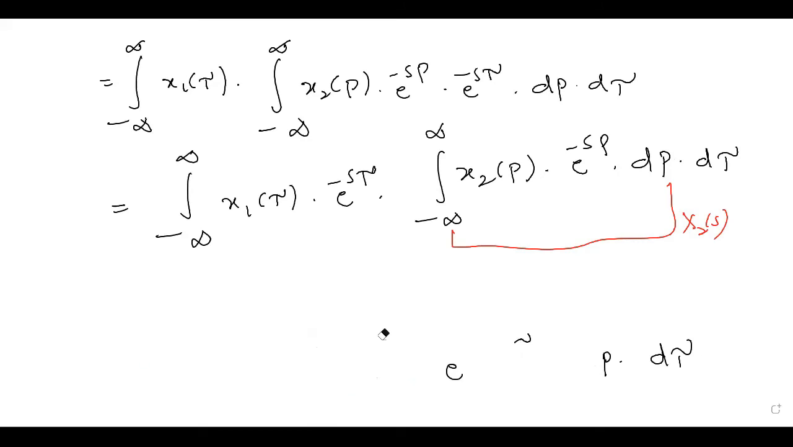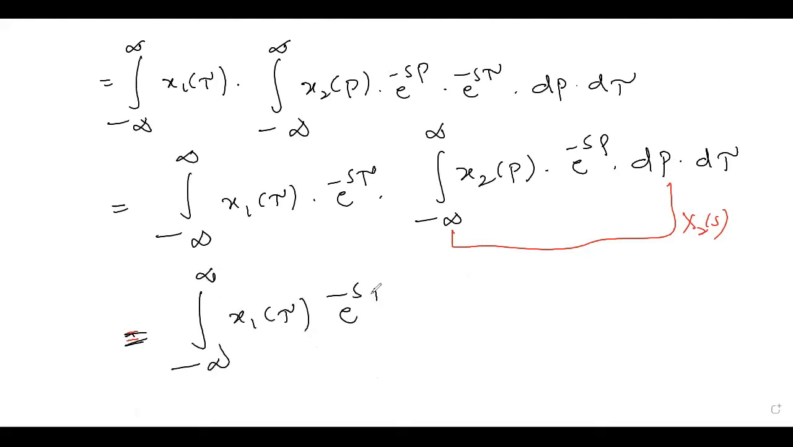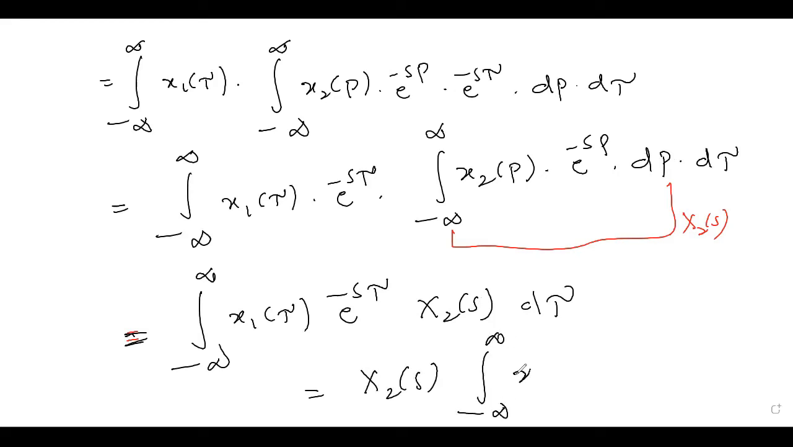Same as the Fourier transform convolution property proof, important in the case of Fourier transform as well as here. So integral from minus infinity to infinity of x1 of tau e power minus s tau. What do I have to write here? x2 of s d tau. Integration is with respect to tau, so let us write x2 of s outside. Integral from minus infinity to infinity of x1 of tau e power minus s tau d tau. What about this? This is x1 of s.